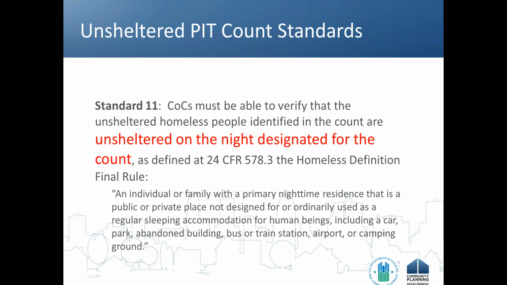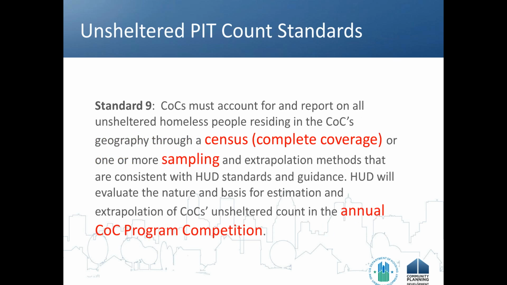We just got to remember that there are important limitations in terms of who is counted, but they are important, and we shouldn't take that lightly. And so, just a reminder that there is a definition we got to abide by.